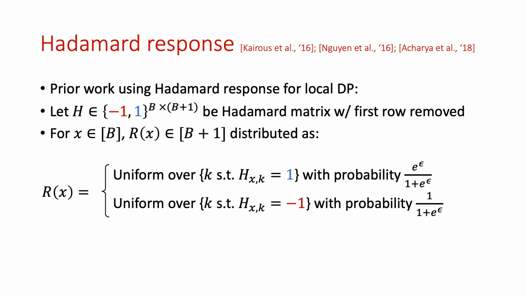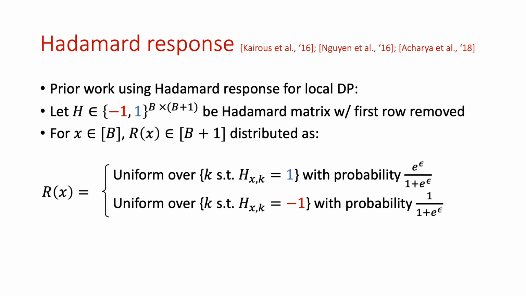So we can consider the Hadamard matrix, which has b plus 1 rows and columns, and delete the first row. And we're going to denote that resulting matrix H. Each of the b times b plus 1 elements of H is either a -1 or a 1. And here's how Hadamard response is defined. For an element x from 1 to b, R of x, which is going to be an integer from 1 to b plus 1, is distributed as follows.